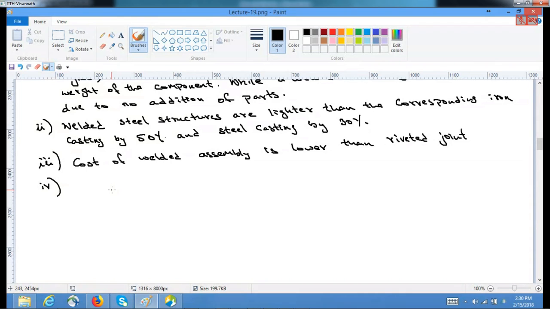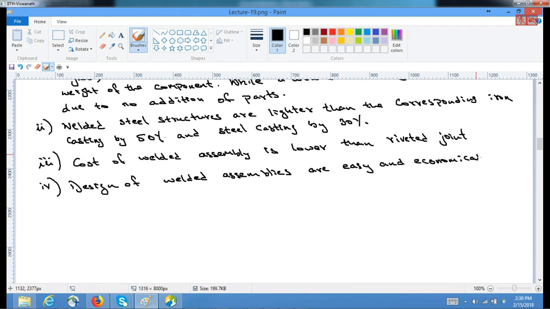Further, design of welded assemblies are easy, and they are economical and can be modified easily for changing product requirements.